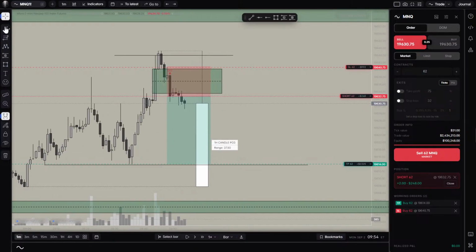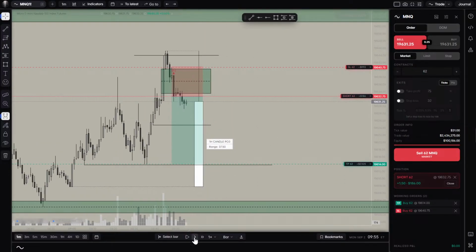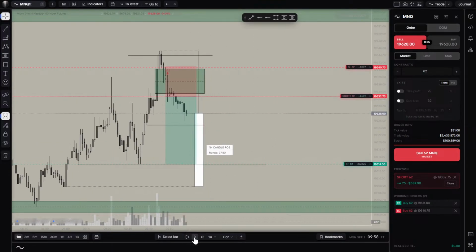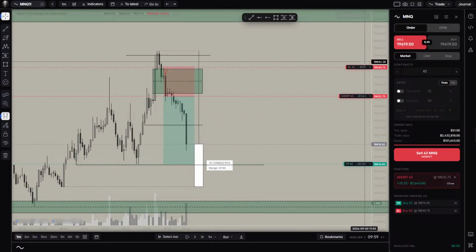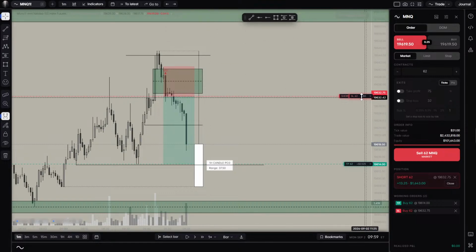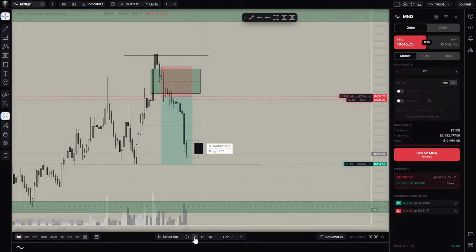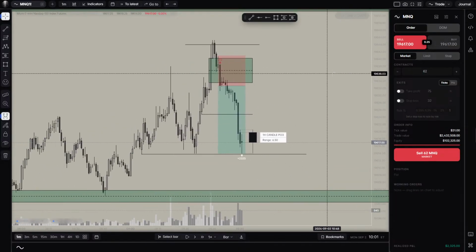I'll be breaking even around this because I don't want this gap to reverse and tap me out. Okay, I'm breaking even now. Little more. Yeah, it taps me out. Great trade.